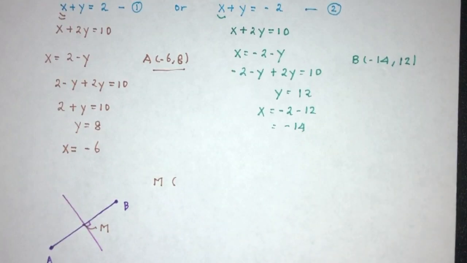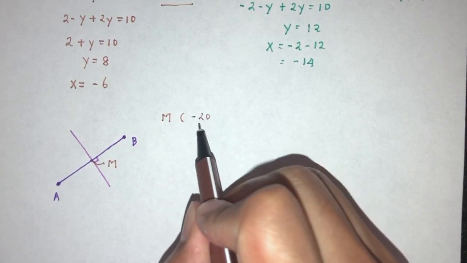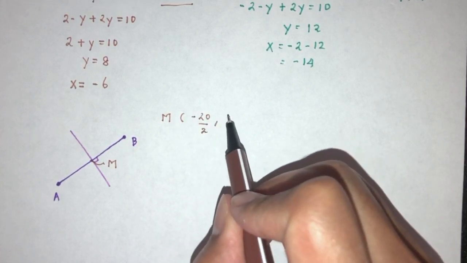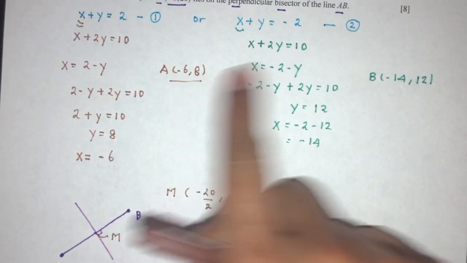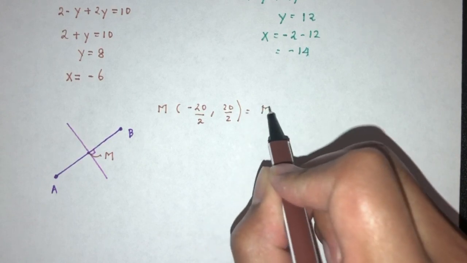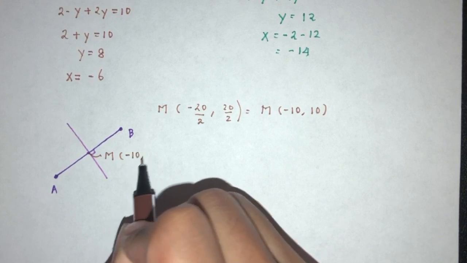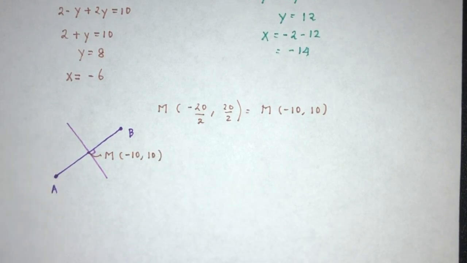Pretty easy. We use our formula, which is x1 plus x2, that will be minus 20 divided by 2, y1 plus y2, so that is again 20 divided by 2. The midpoint will be minus 10 and 10. So this is minus 10 and 10 for the midpoint of the two points of the line AB. Now, to show that C lies on the perpendicular bisector, we first have to find the equation of the bisector.